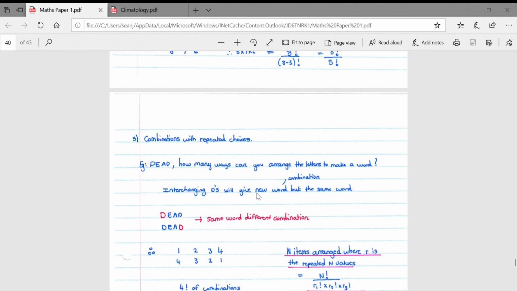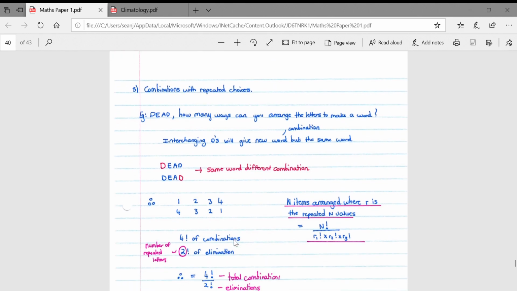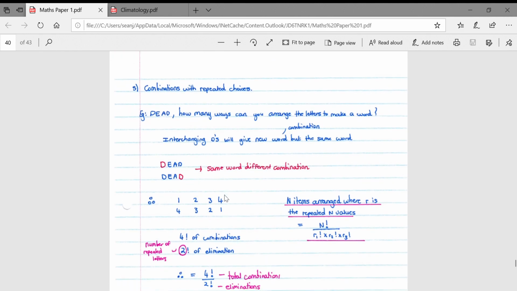Interchanging the D's will give you a new word, but it's still the same word. So if you look at this, dead like that or dead like that, it's the same word, but the D's are swapped around. So all we have to do for this is similar to the last one.